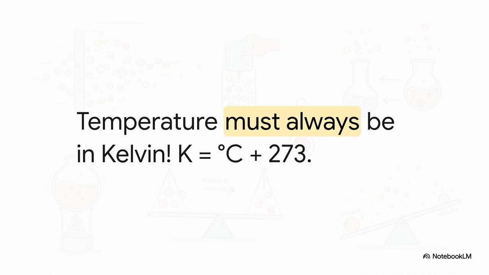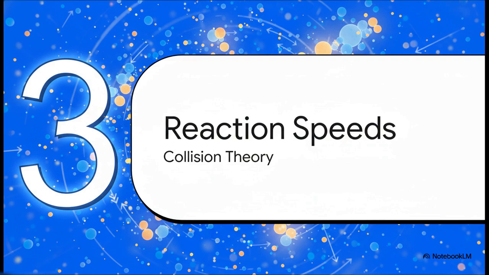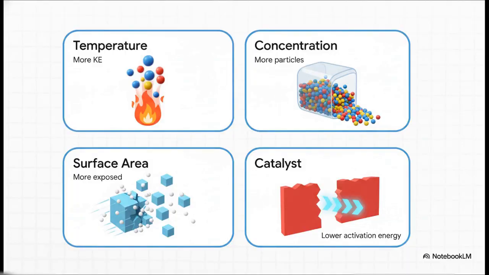Anyway, now that we know how gases behave, what happens when these moving particles don't just bounce, but collide with a purpose to create something completely new? That brings us to Section 3, speeding up chemical reactions. Collision theory in action. So collision theory tells us that a chemical reaction only happens when particles smash into each other with enough energy and the exact right orientation.